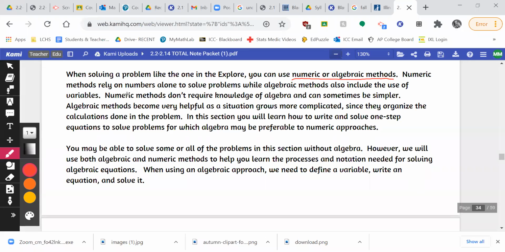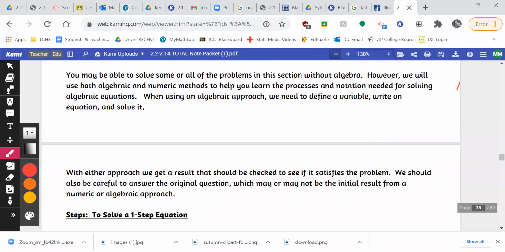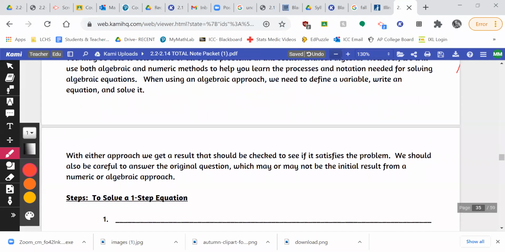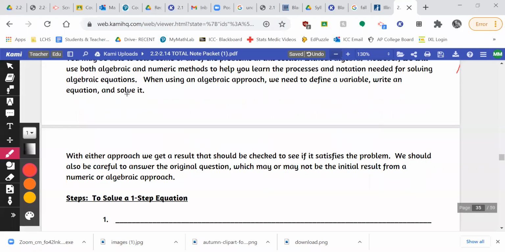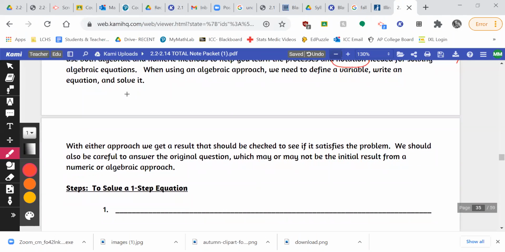So you're going to learn how to solve one-step equations and solve problems for which algebra may be preferable to numeric approaches. You may be able to solve some of these problems in this section without algebra. However, we will use both algebraic and numeric methods to help you learn the processes and notation. One of the biggest things is the notation involved. One of the important parts of solving using the algebraic approach is to define a variable. You'll also write an equation and then solve it.